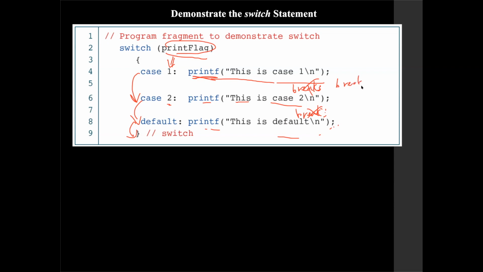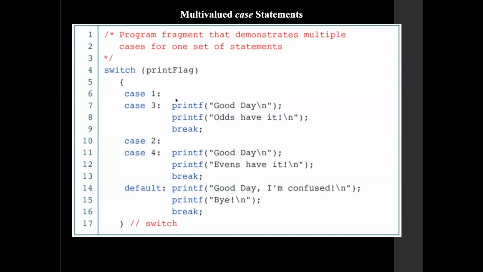Therefore, it is important to have a break statement at the end of each case. For example, if print flag is not 1 but 2, then it's going to jump to 2 and print out default as well. Let's say print flag is 1,000,000. Obviously, case 1 and case 2 will not satisfy that constraint. In that case, the print flag will jump straight to the default and get this is default printed to the console instead.